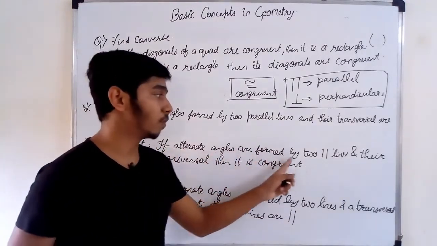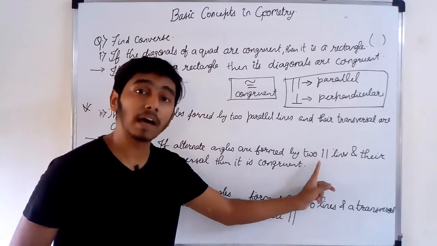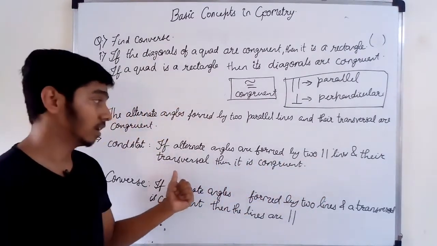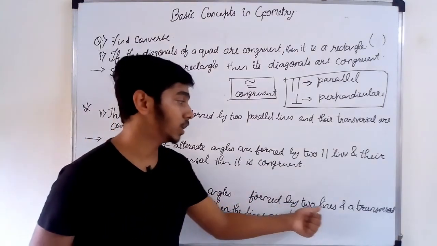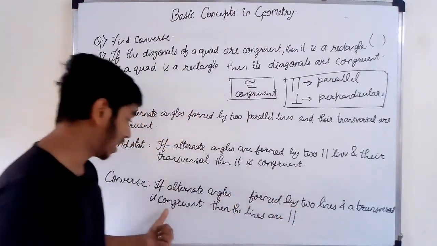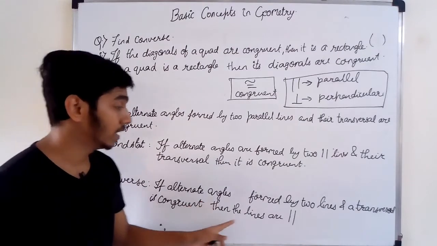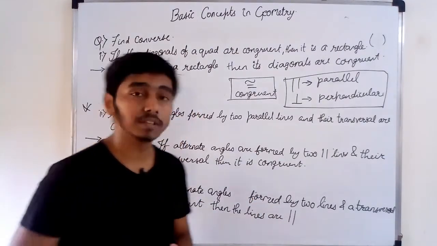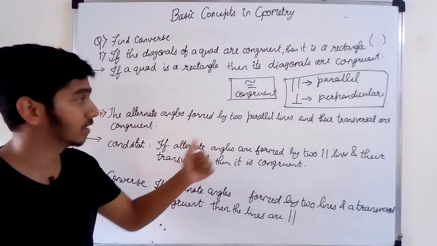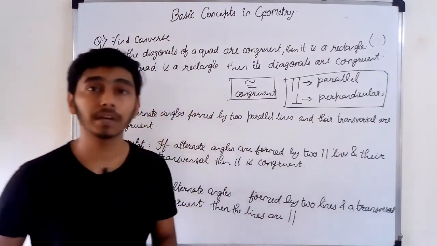If alternate angles are formed by two parallel lines and their transversal, then they are congruent. And here what we are saying is, if alternate angles formed by two lines and a transversal are congruent, then the lines are parallel. I hope you have understood this concept. This is it from my side on this topic.